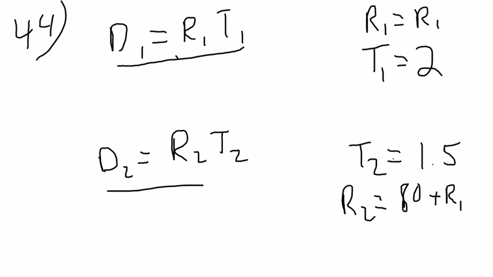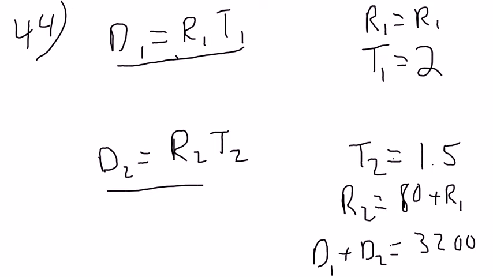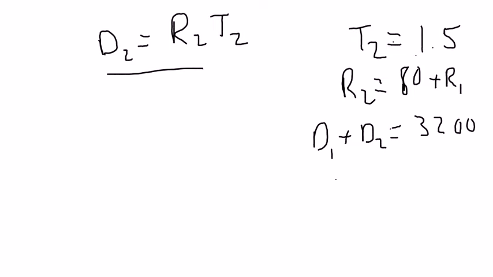The distances, again, we don't know the exact distance of each plane, but we know that if we add them together, we get a total of 3,200. Okay, so here's a little trick you can use. You can say D1 is just going to equal D1, but then D2, we can solve this equation for D2, and it'd be 3,200 minus D1.